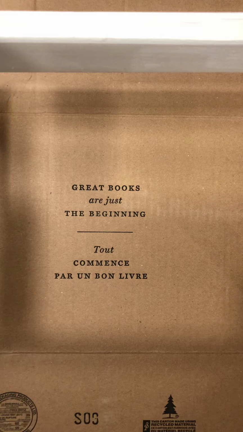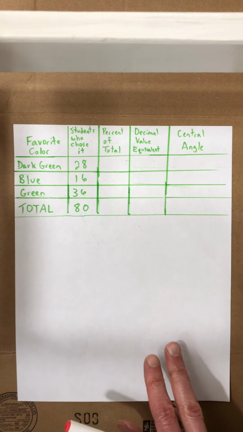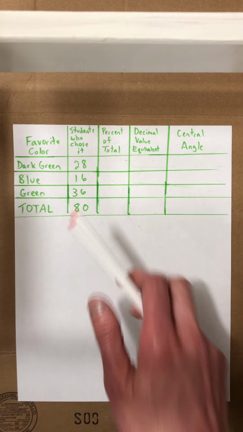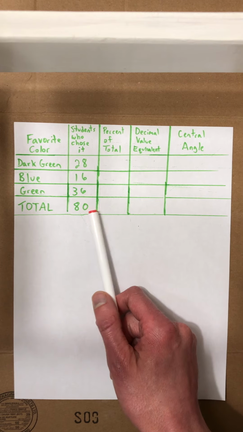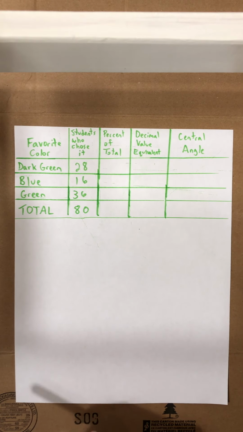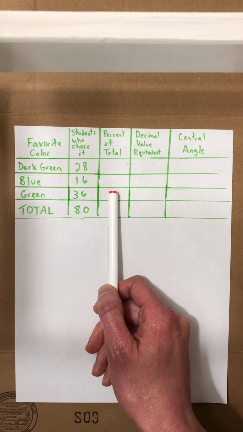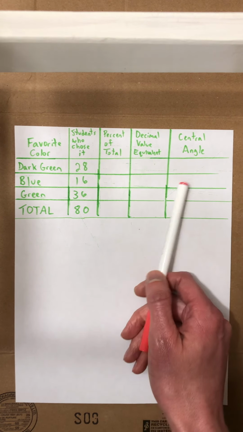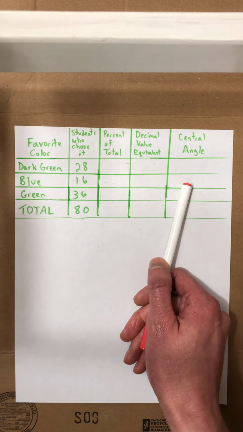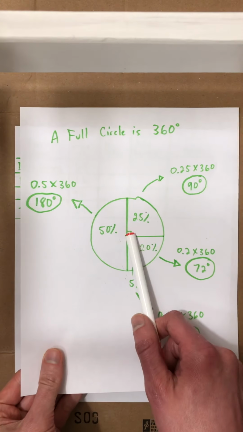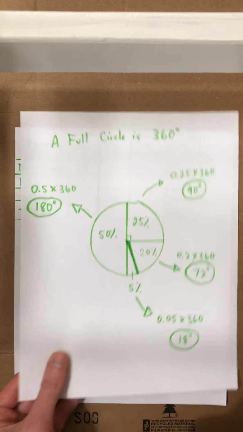Now, since we're doing this without actually constructing them, we're basically going to fill in charts like this one. So we're going to have a survey or something, we're going to find out how many people chose it, and then we are going to get to the totals. And then we'll find out what percent of people chose it, what the decimal is compared to that percent, and then what the central angle in that circle graph would be. So basically, if we were to make a circle graph, we're finding out how many degrees we would have to make it if we were to construct it.